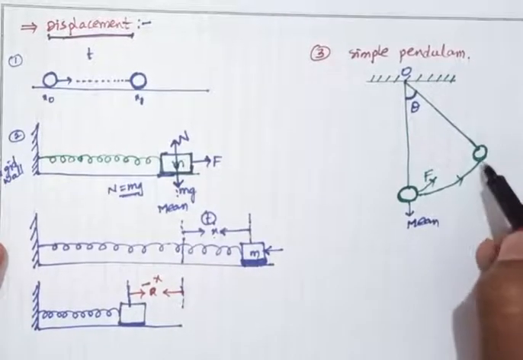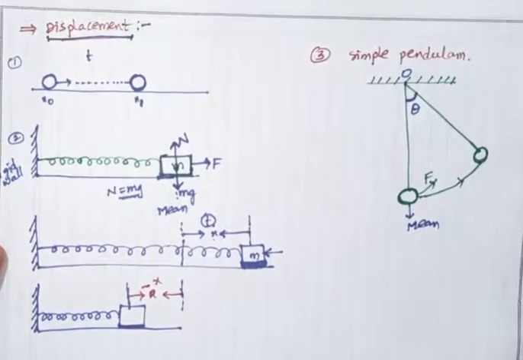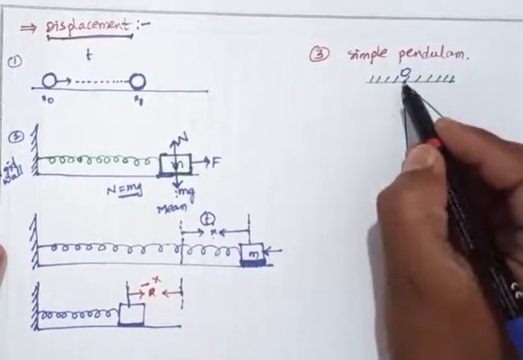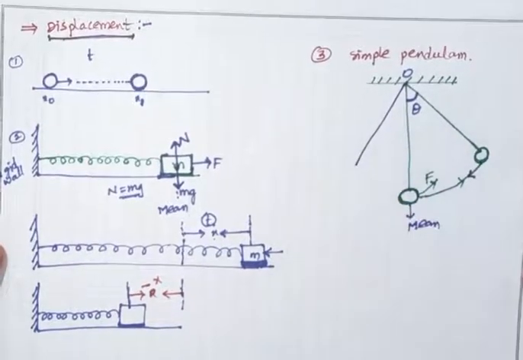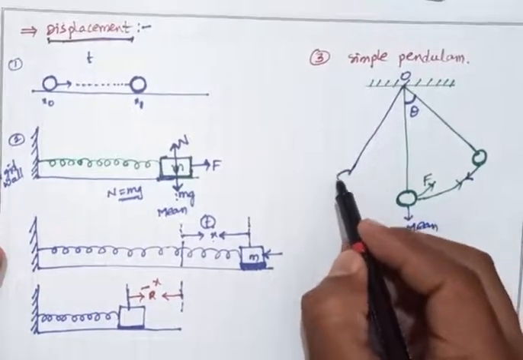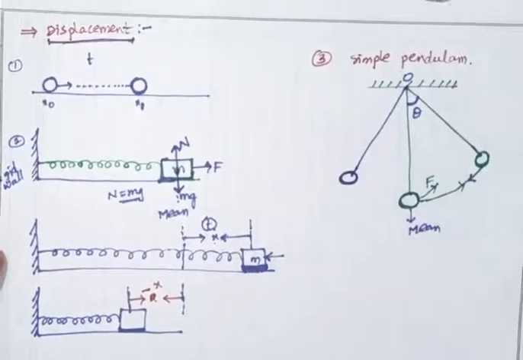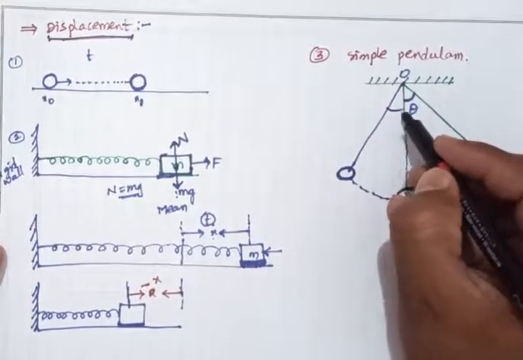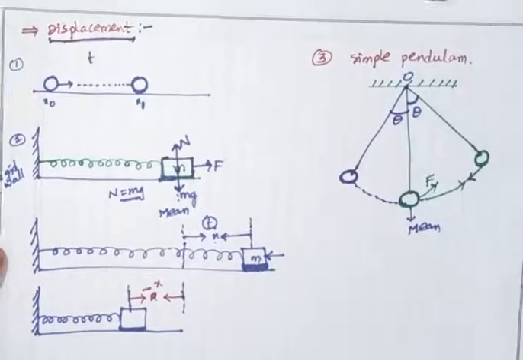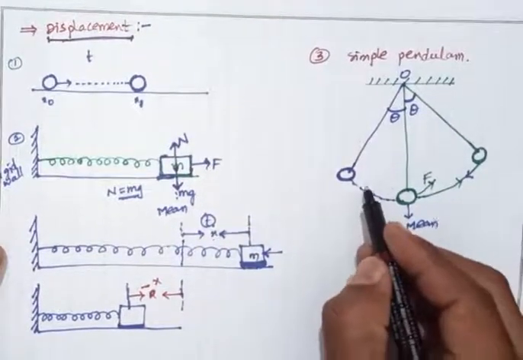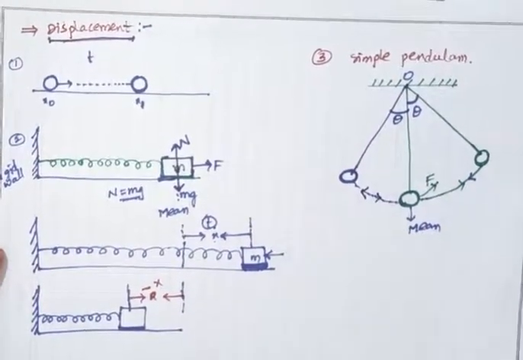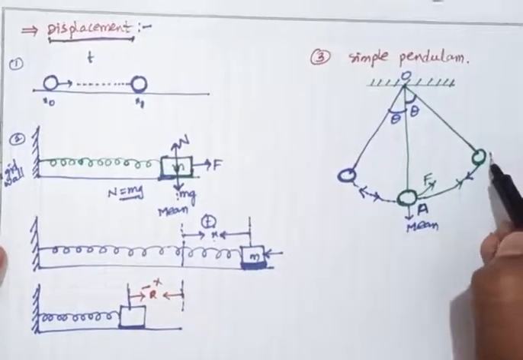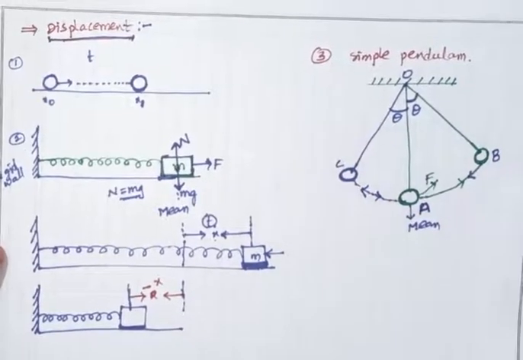When the force is applied, the bob is taken here and released. So what happens? It moves like this, and here also it moves like this. The angle made here is theta. It moves in this direction and in this direction. With point O, let us call the positions capital A, capital B, and capital C.